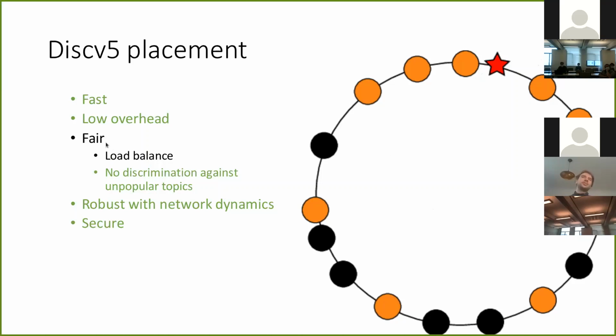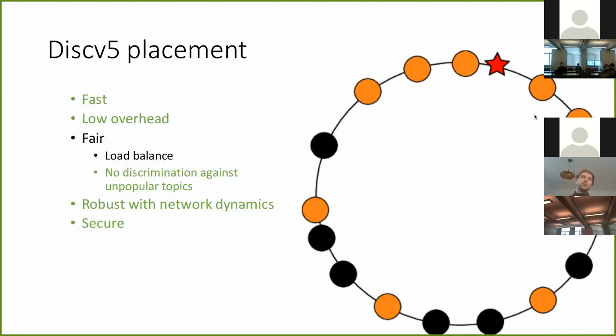In terms of fairness, we still have a problem with load balance because those nodes are more likely to receive advertisements for a popular topic. This is problematic. They can still expect higher traffic, but we can address it later on. The good news is we don't have discrimination against unpopular topics because, even if you're like 3 or 4 for a specific application, you just go towards the topic hash, and here you are almost guaranteed to find some advertisements.